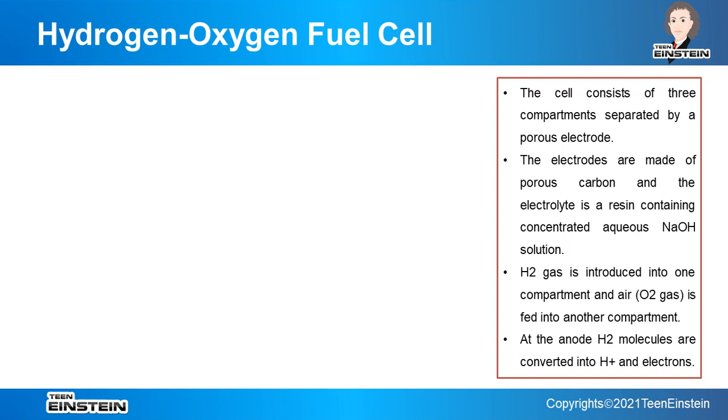Now the hydrogen oxygen fuel cell is the most important example under this type of cell, where the starting materials used are hydrogen gas and oxygen gas, but oxygen gas is not used directly, it is used in the form of air. The cell consists of 3 compartments separated by porous electrodes. Porous electrode means there will be some pores through which ions can move.